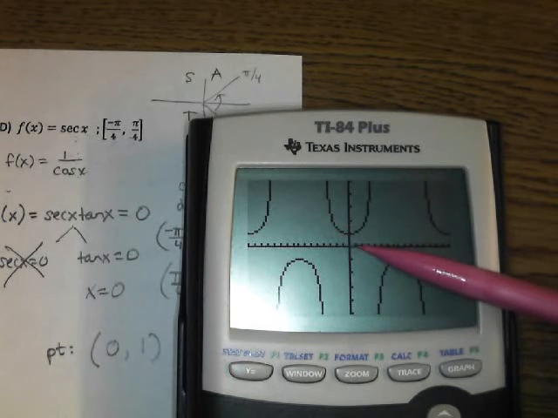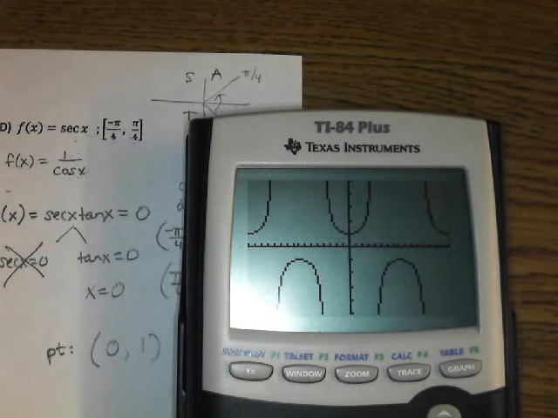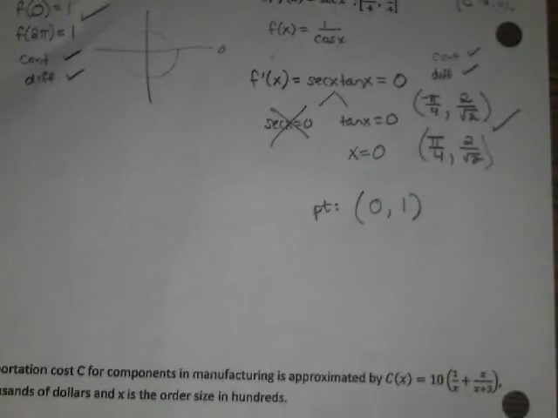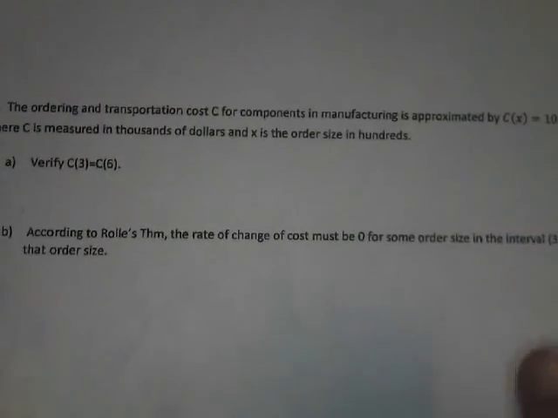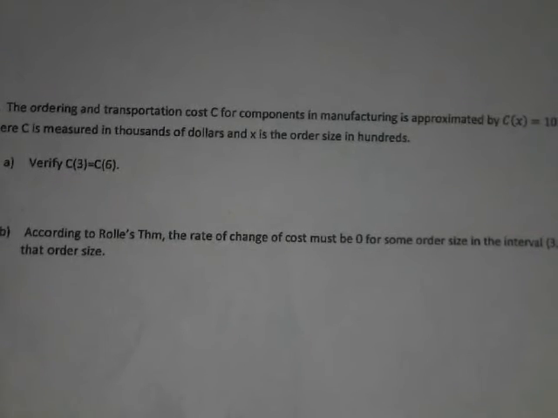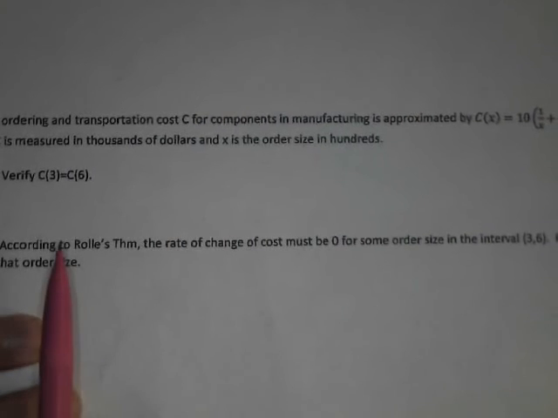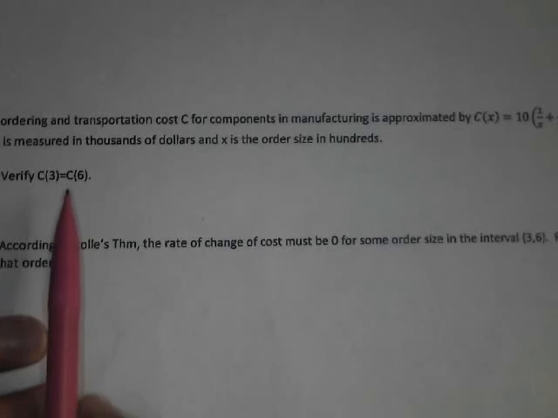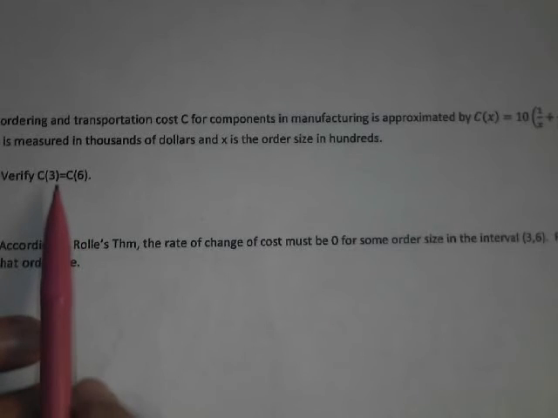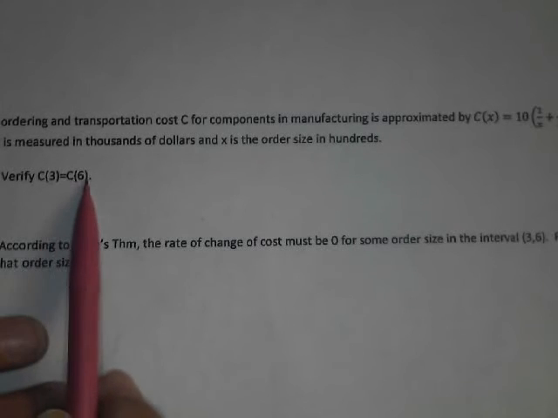Just an application. Ordering and transportation cost. They give us a formula where C is measured in thousands of dollars and X is the order size in hundreds. Verify that C of 3 equals C of 6. So the cost for ordering 300 items supposedly is the same as the cost for ordering 600 items. Not the cost of the product, the cost of the shipping, right? The ordering and transportation cost.